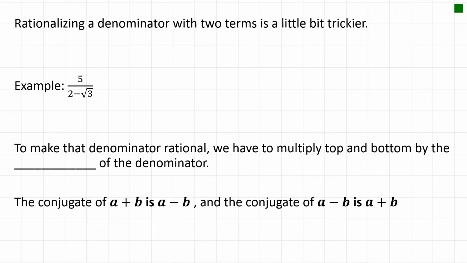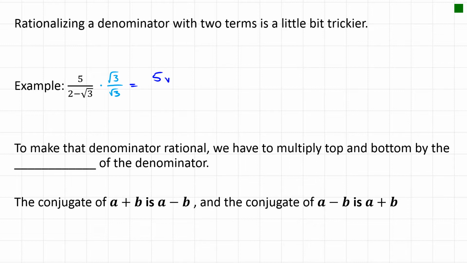So for example, just to see what one of these looks like, 5 over 2 minus the square root of 3, that has two terms in the denominator. And I want to show you what would happen if I multiplied by the square root of 3 over the square root of 3. What would happen?